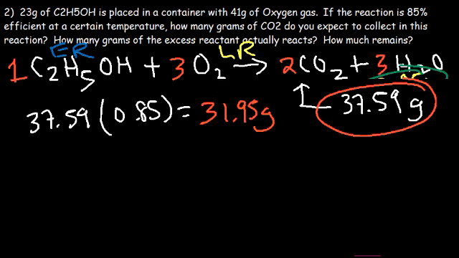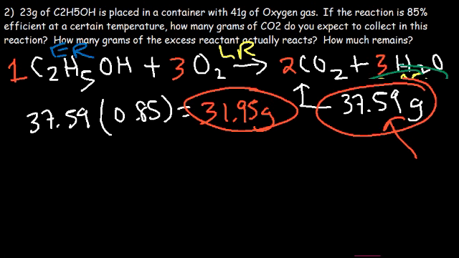So 85% of that number is about 31.95. That's how many grams of CO2 we should expect to collect on a practical basis, because most reactions are not 100% efficient. If it's 85% efficient, that's pretty good. We won't get the maximum amount of CO2 that we can collect in this reaction. So we're going to get 31.95. That's the actual yield.